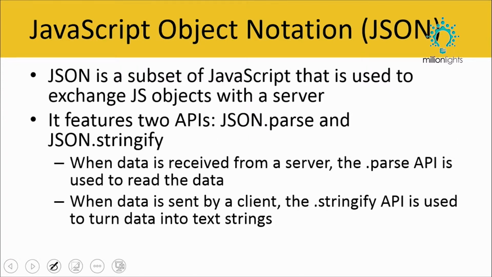When data is received from a server, the .parse API is used to go ahead and do the parsing and actually read through the data and break it down into its smaller component parts. And then when the data is sent by a client, the stringify API is used to turn that data into strings so that it can be sent.